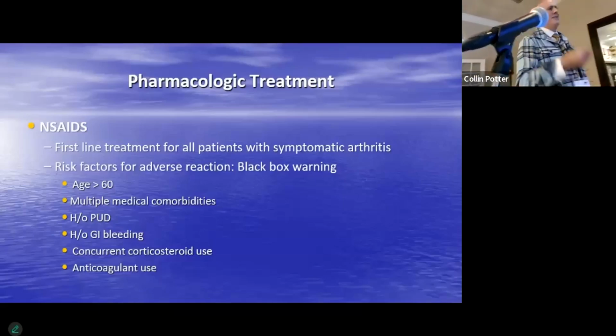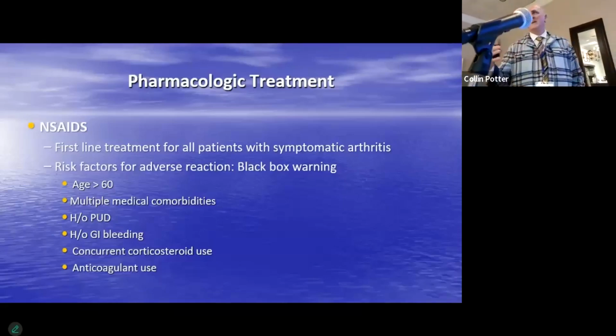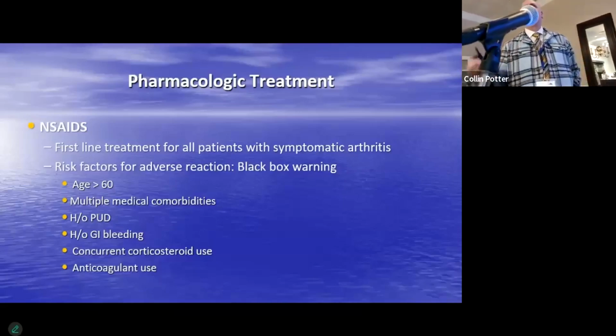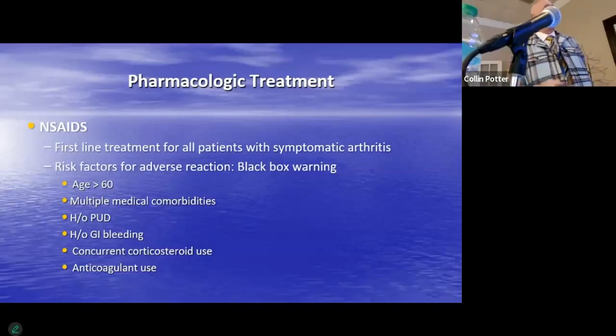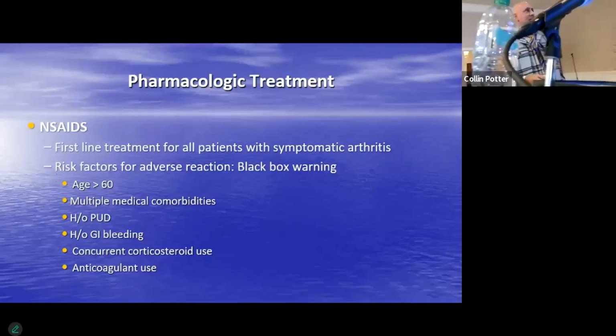And then I don't see as much Coumadin and things like that anymore. The other medications are so easy to take. You don't have to draw labs on them. So it's hard to argue against those other medications.